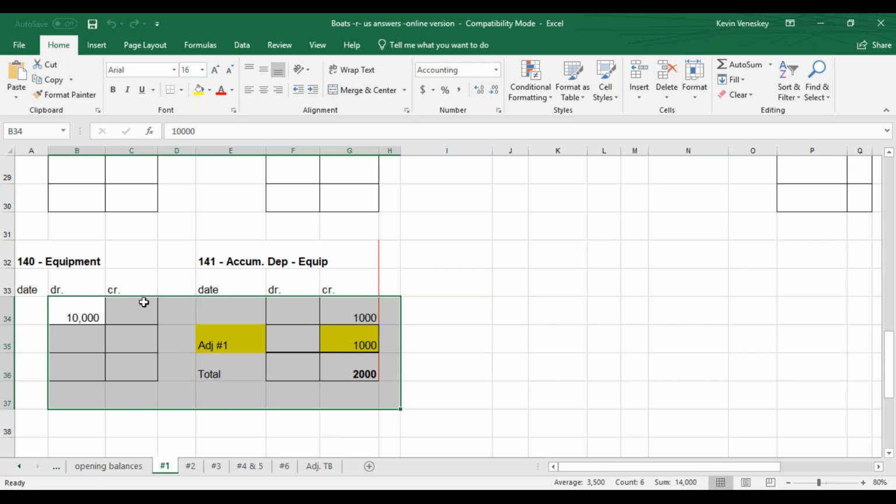Notice I did not put the 1,000 over here. If I put it over here, it makes it appear that I sold the equipment, and that is not what happened. All I've done is used it.